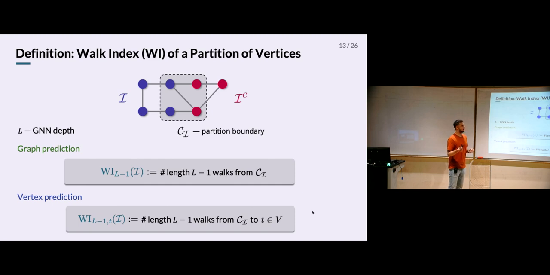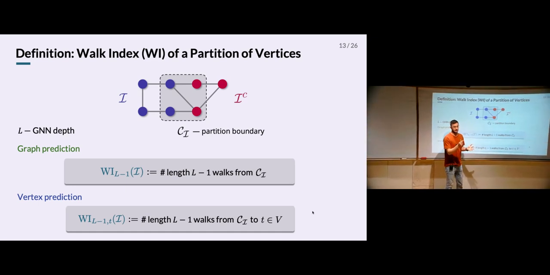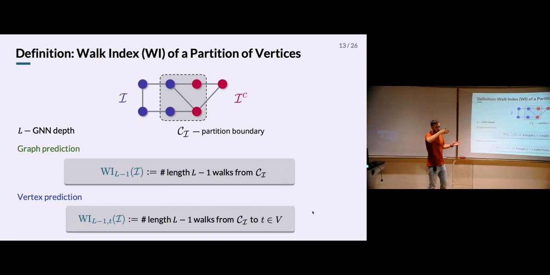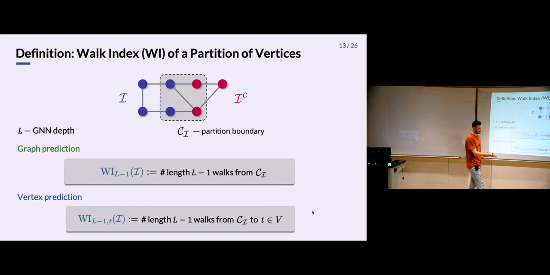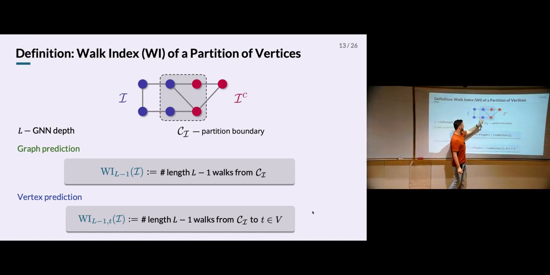A walk is like a path, except that a path can't go over the same edge twice. A walk is simply that you go from here to here, and you can also go back. Any sequence of nodes connected by edges, of length L minus 1. They originate here in this gray area, from the boundary. So for example, you can have a walk that starts here and goes there and comes back, or goes to here, and you just count all of them.